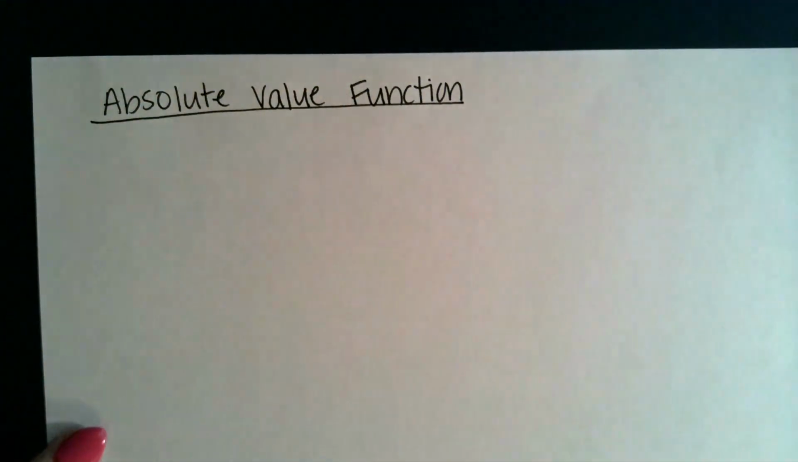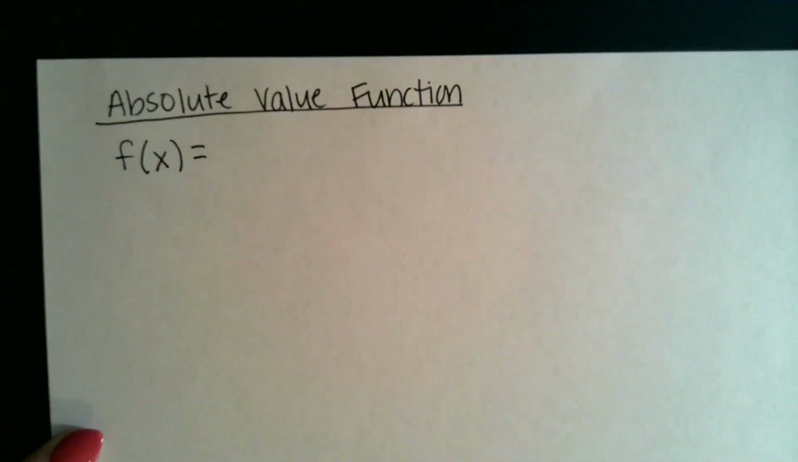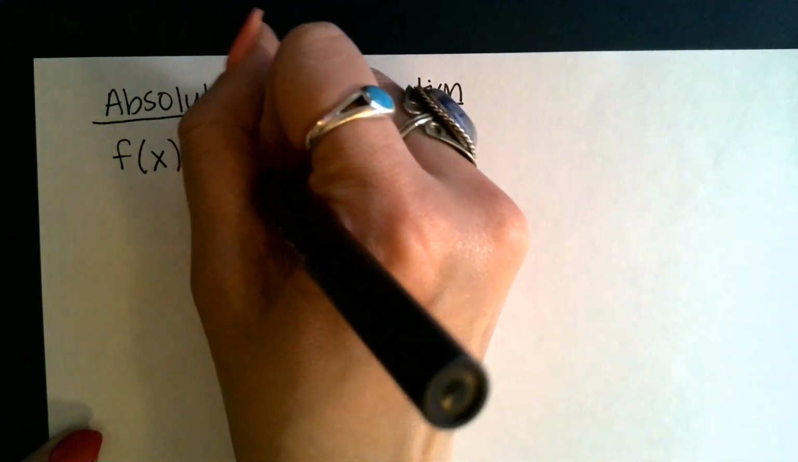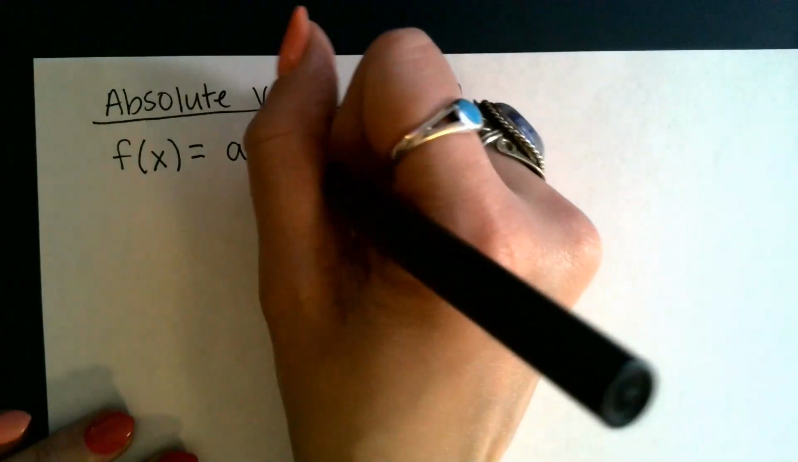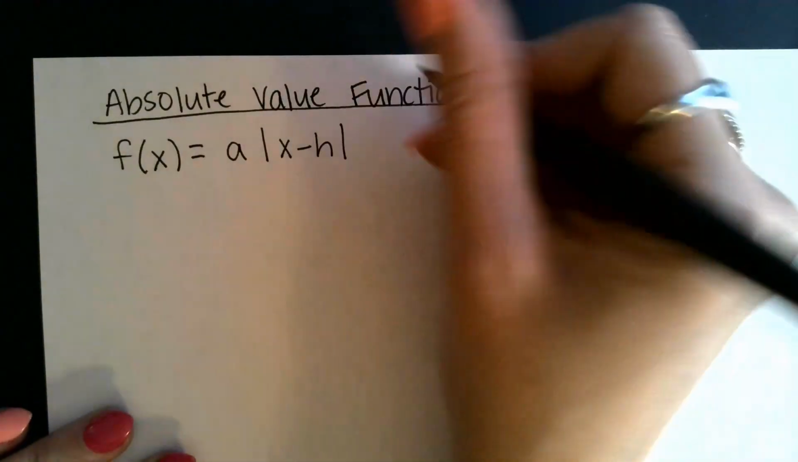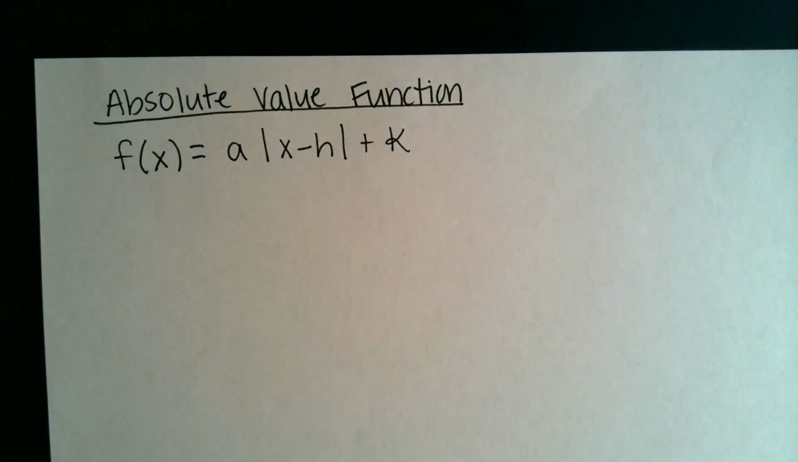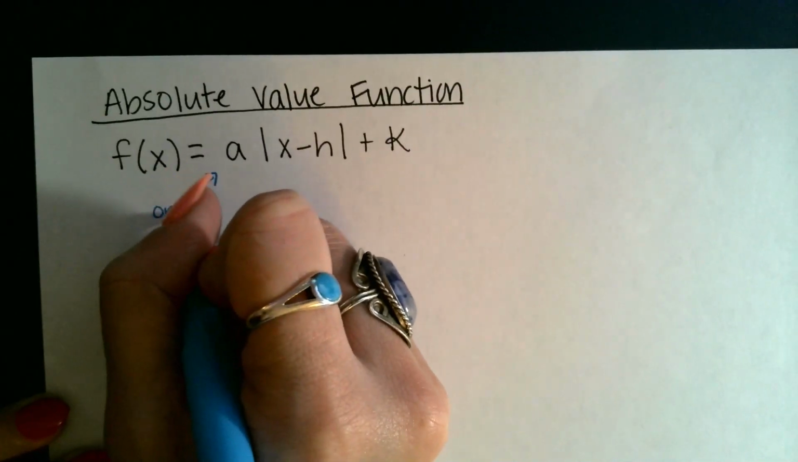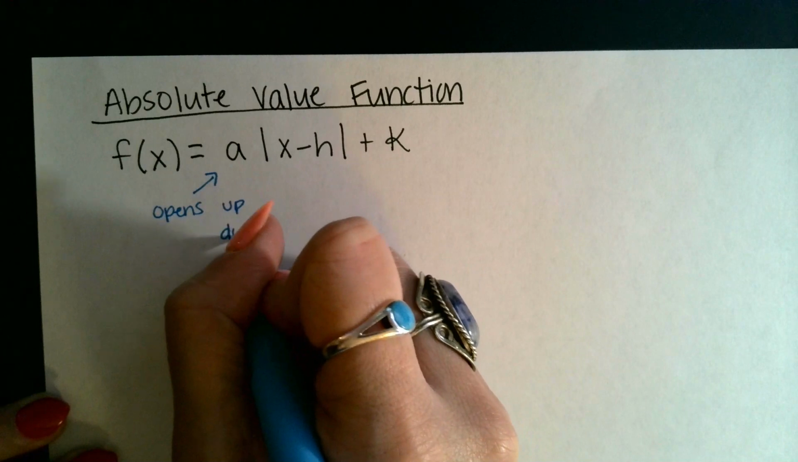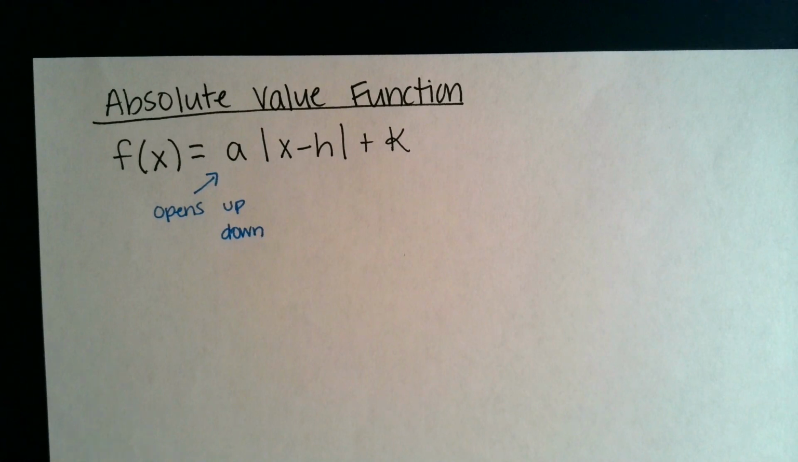The absolute value function f of x equals a times the absolute value of x minus h plus k. A tells us if our function opens up or down. An absolute value is our v function.